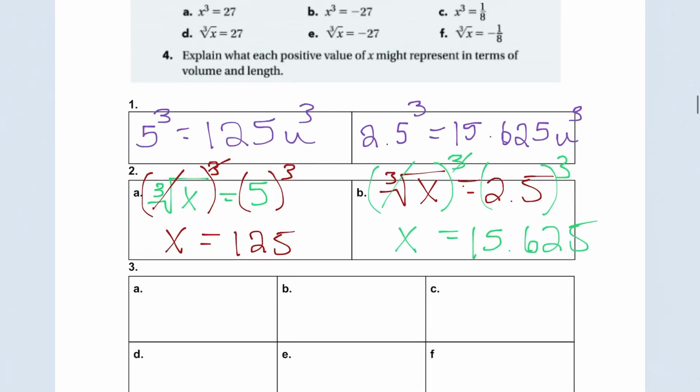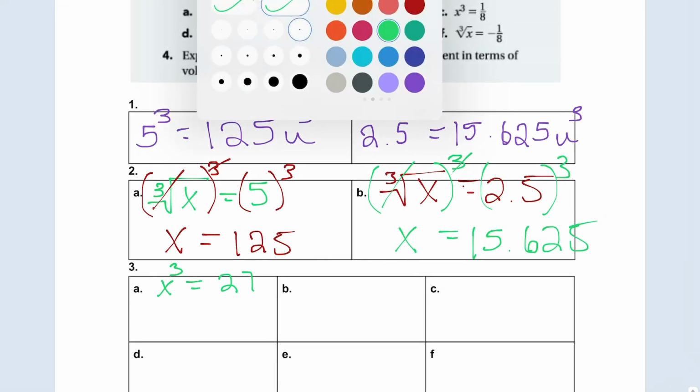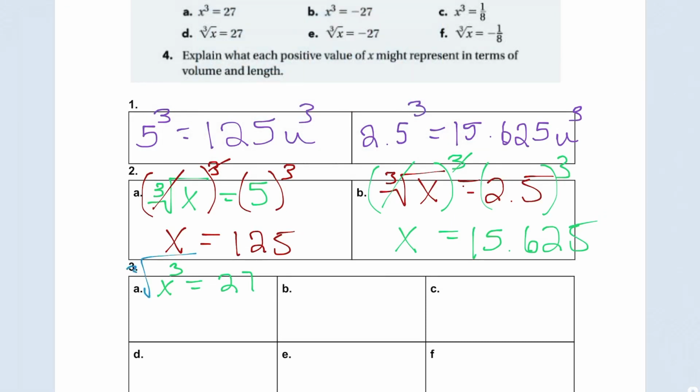All right, hopefully you guys paused the video. Here we go. So first problem is x cubed is equal to 27. To solve for x, we're going to use the inverse operation, and we're going to take the cube root of both sides. The cube root is going to cancel out the cube, so we're left with x, and the cube root of 27 is 3. All right, let's keep going.